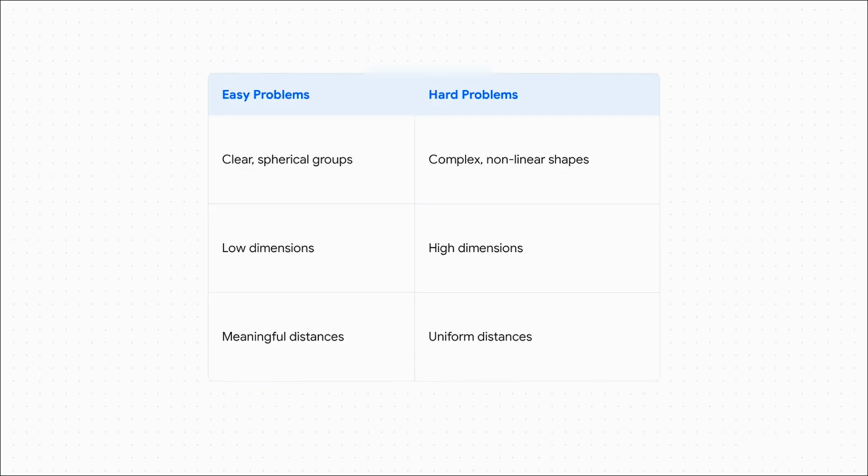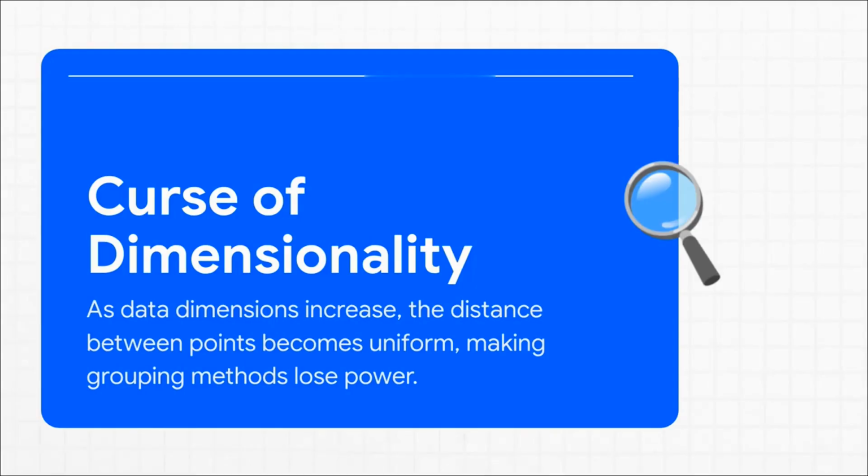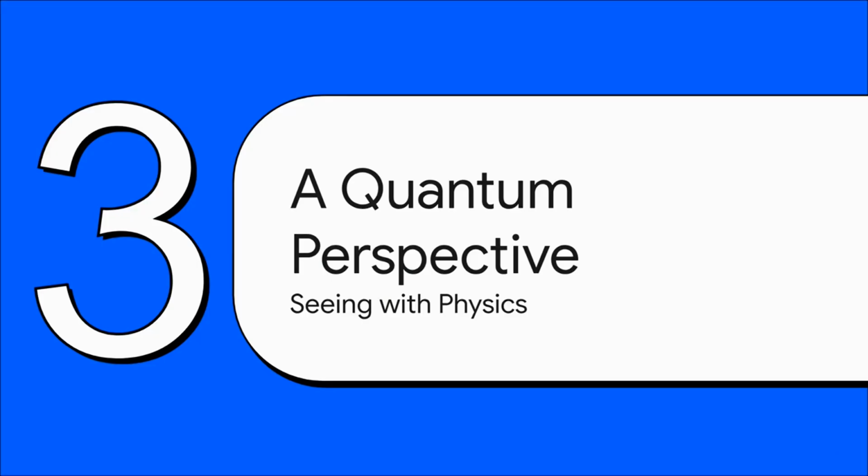But what happens when the data gets complicated? Now, what's really interesting about this slide is it shows that breaking point. On the left, a simple task. On the right, a really complex one where methods like k-means just completely fail. And this brings us to the real villain of our story. It's called the curse of dimensionality. In simple terms, when you have way too much information for each data point, everything starts to look equally far apart, and our classical tools basically go blind. So, how do we get past this wall? Well, it's by changing the way we see data itself.